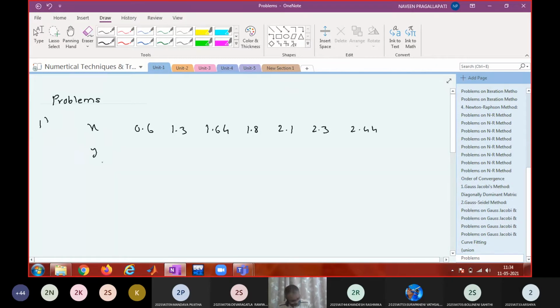Y values: 7.05, 12.2, 14.4, 15.2, 17.4, 19.6, 20.2. Okay.